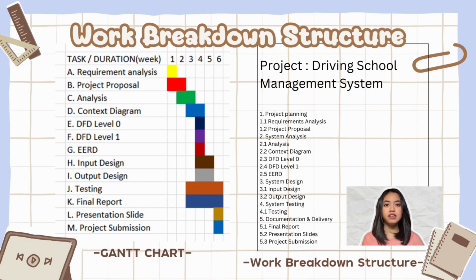This is our Gantt chart. It shows how all the tasks happen across the weeks. Requirement analysis and project proposal start in week 1. Then analysis follows after. After that, we do context diagram, DFD level 0, DFD level 1, and EERD close together.